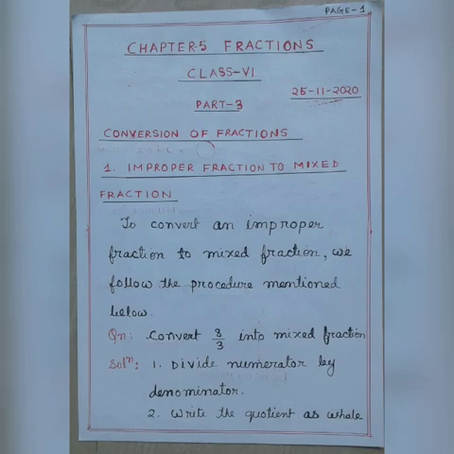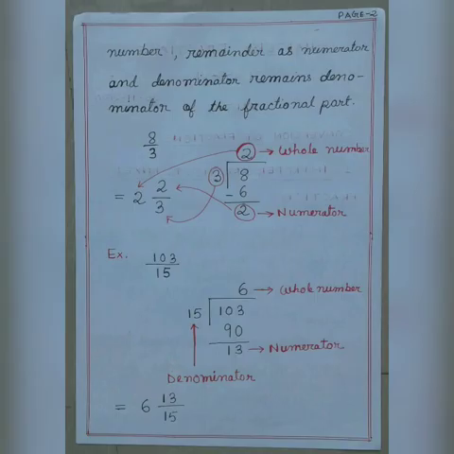Number 1, improper fraction to mixed fraction. To convert an improper fraction to mixed fraction, we follow the procedure mentioned below. So I shall describe it with one example. Convert 8 by 3 into mixed fraction. Solution. Step 1. Divide numerator by denominator. Step number 2. Write the quotient as whole number, remainder as numerator, and denominator remains denominator of the fractional part.